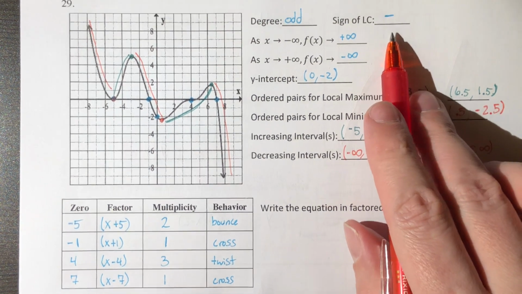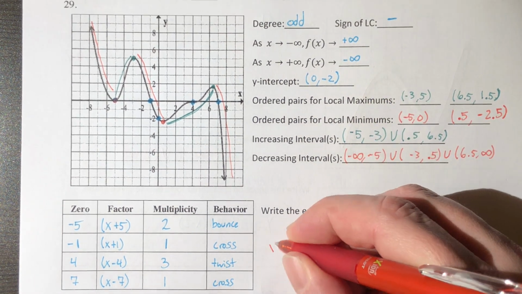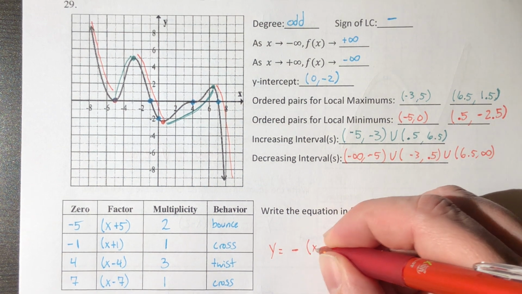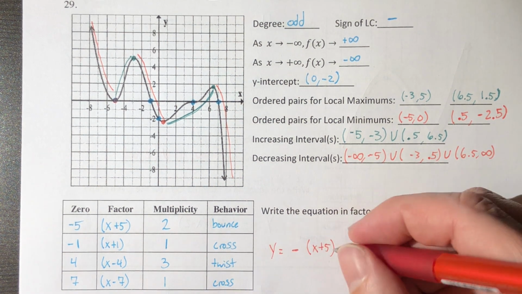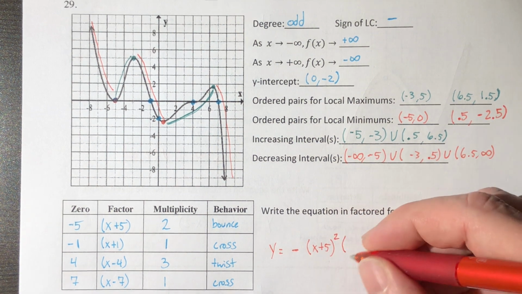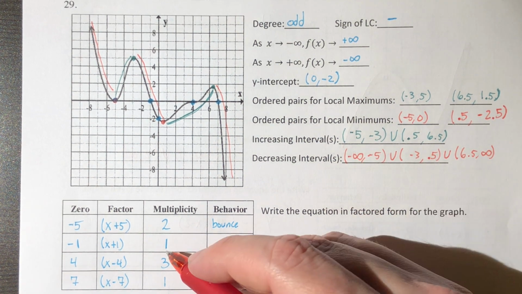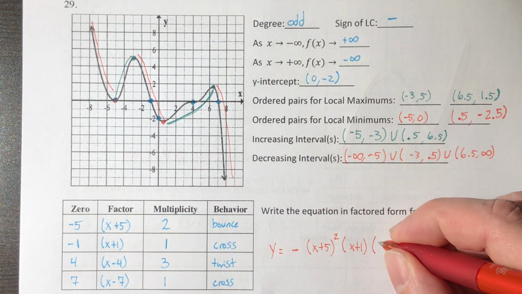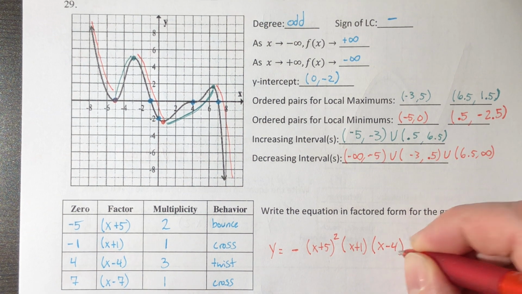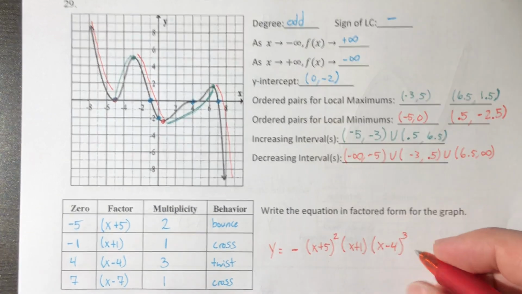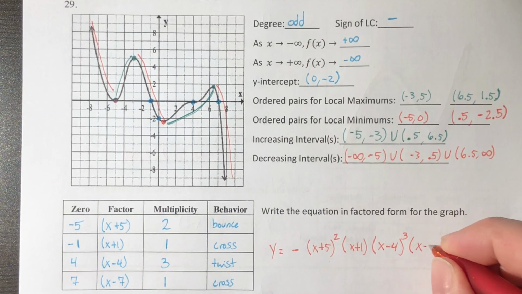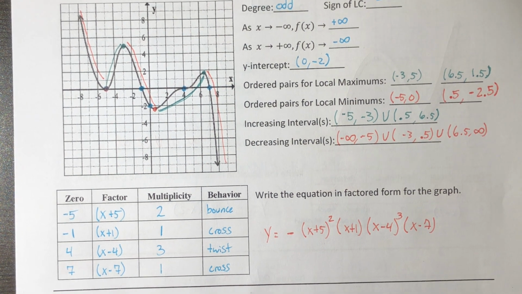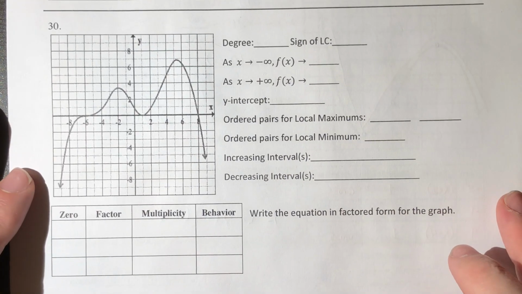Because my leading coefficient is negative, I need to make sure that I have a negative at the front of this. And then I've got x plus 5 with a multiplicity of 2, meaning I need to have it squared. X plus 1, multiplicity of 1, so I don't need to write an exponent on there. If I wrote an exponent of 1 on there, that'd be fine. X minus 4, multiplicity of 3, I need a cube on there. And then x minus 7, multiplicity of 1, so I don't have to write a number on there.